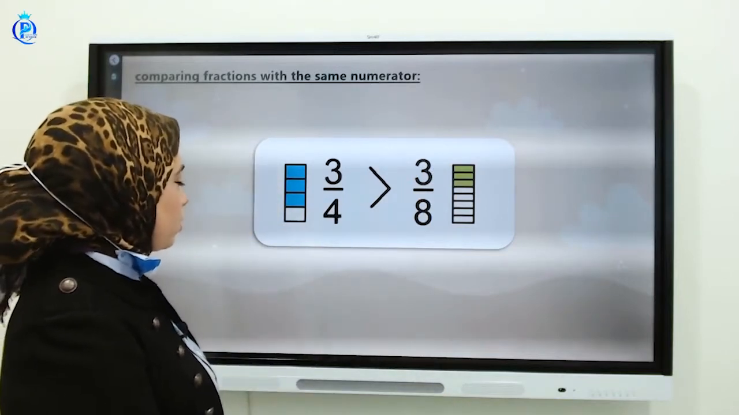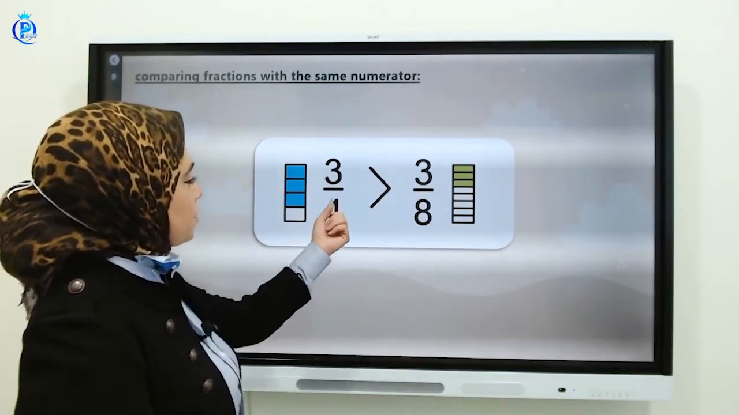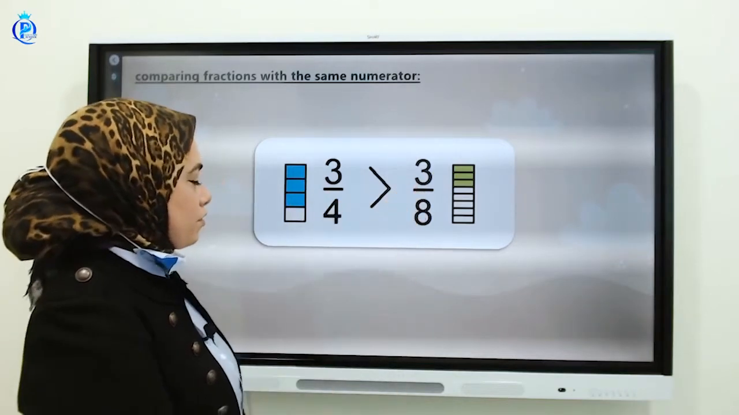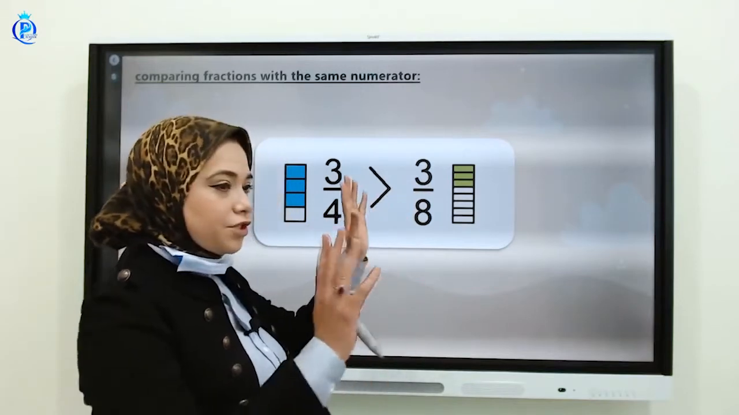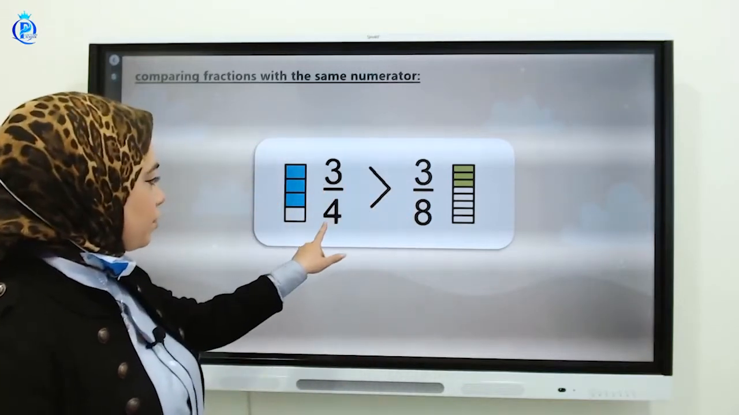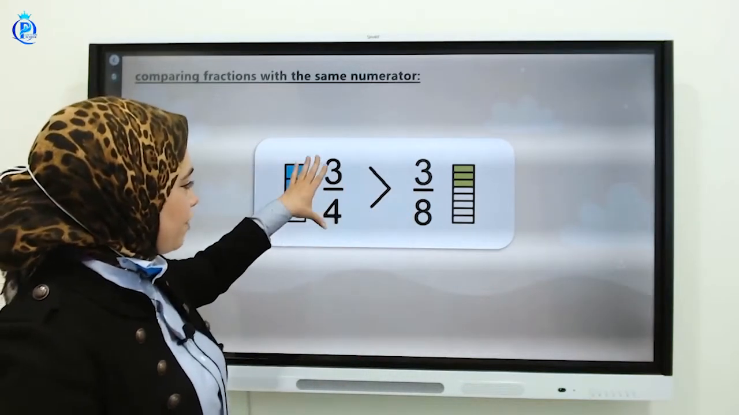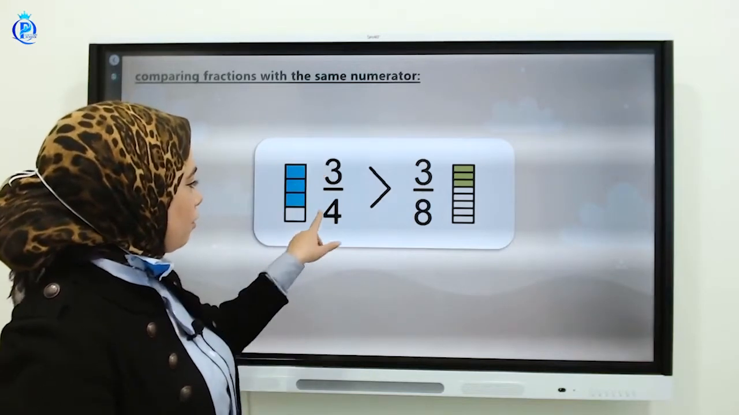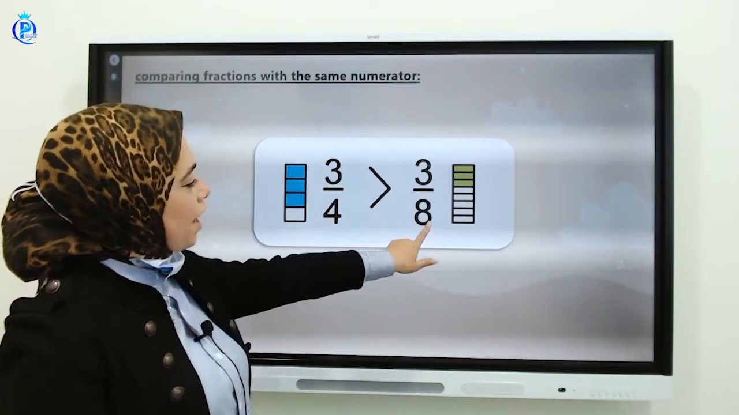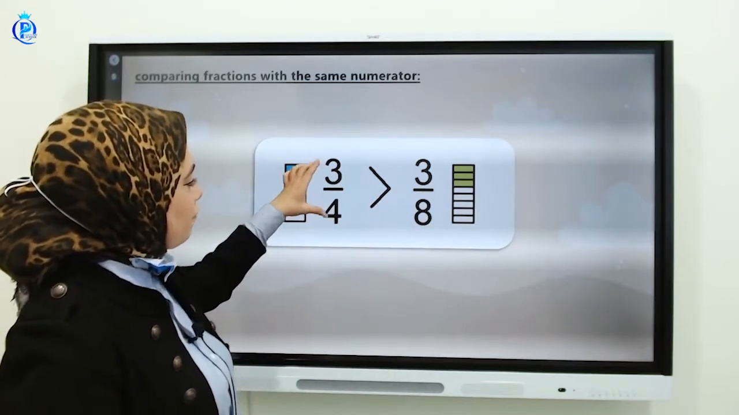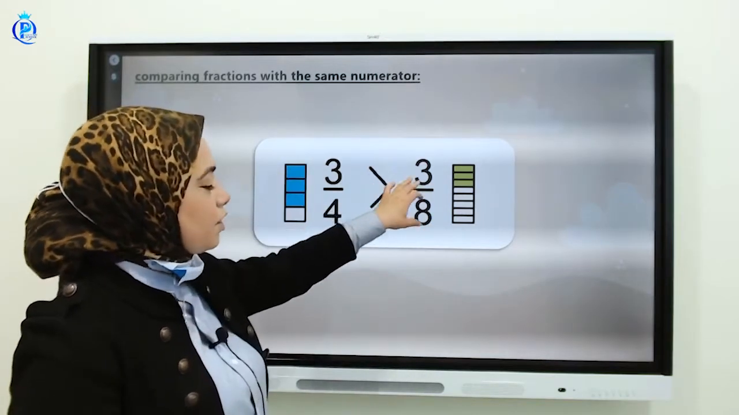So 3/4 is bigger than 3/8. When the denominator is smaller, the fraction is bigger. Okay, the denominator is 4. 4 is smaller than 8, so 3/4 is bigger than 3/8.